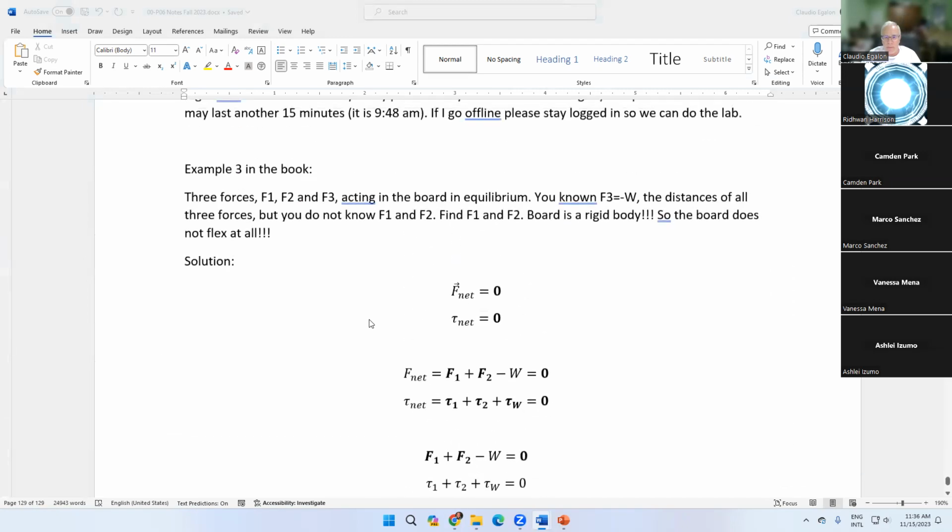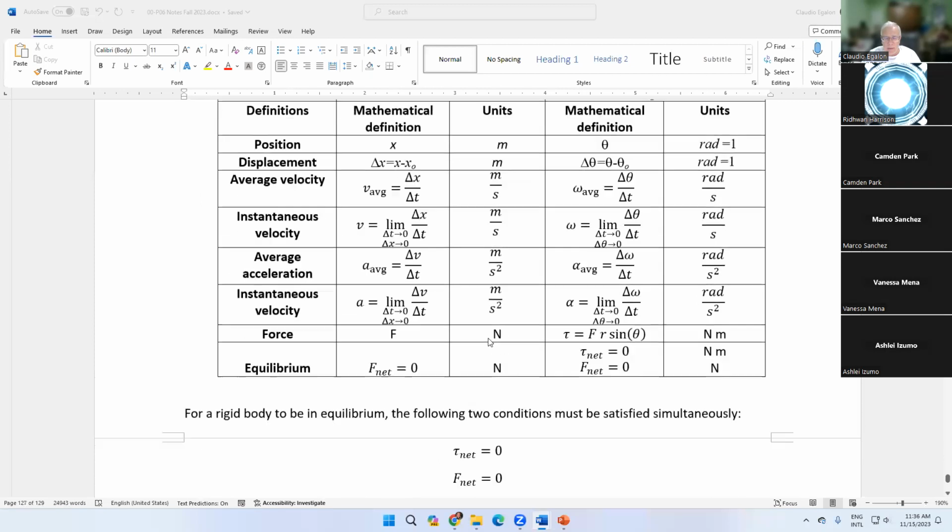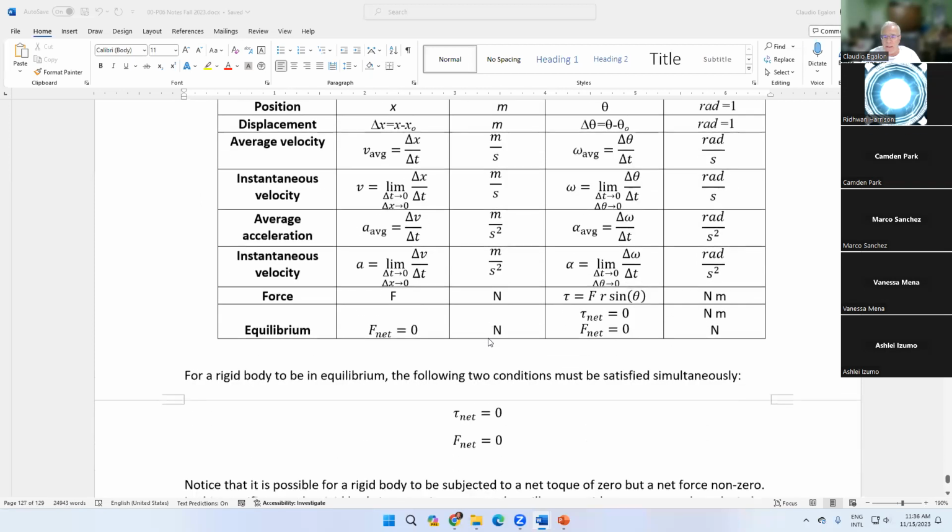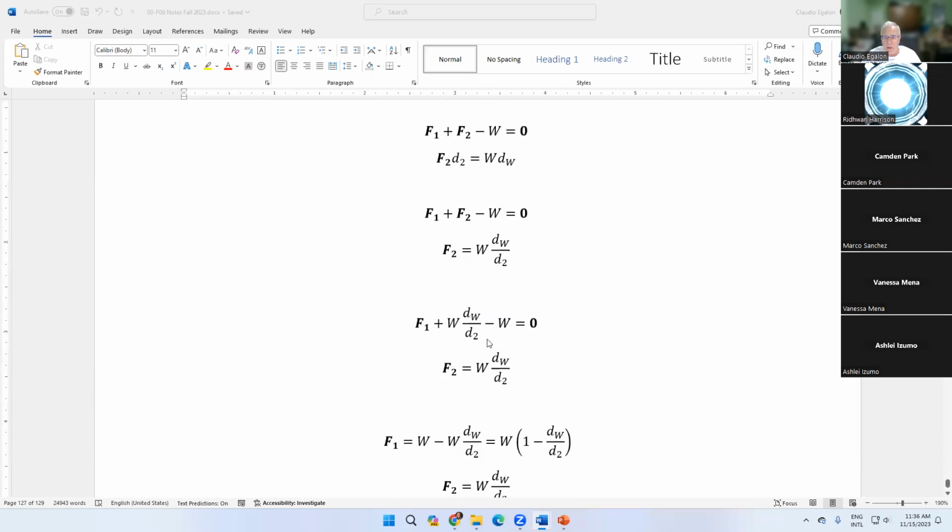That's one type of example using Newton's first law of motion. And oh yeah, I did copy and paste the table before.